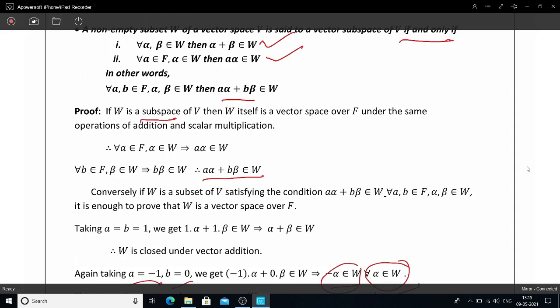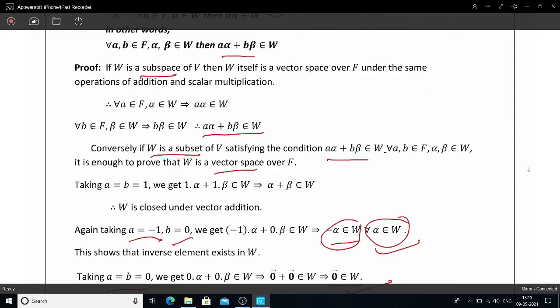If W is a subset of V satisfying a alpha plus b beta belongs to W, where a and b are scalars, alpha and beta are members of W, then to show it is a subspace, it is enough to show that it is a vector space. If I take a and b as 1, the closure law holds good.